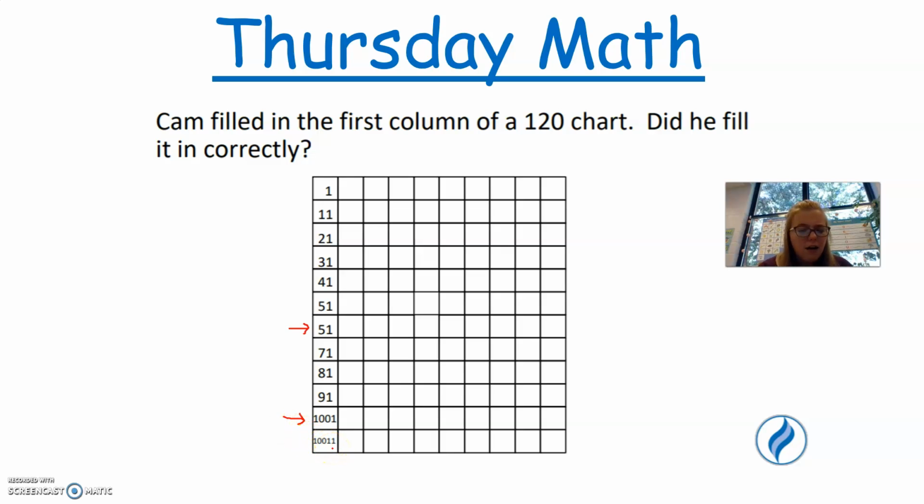111. Is that 111? No. Can you help him fix that? How do you write 111? Good job. 111. So remember, when you're going down on the 120 chart, you're just adding 10 every time. Good job. Let's go on to the next one.